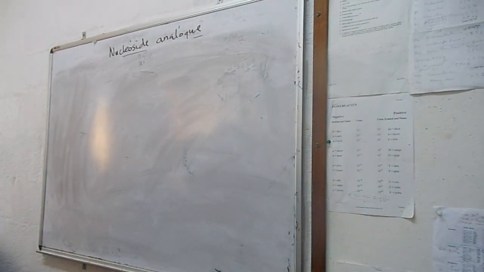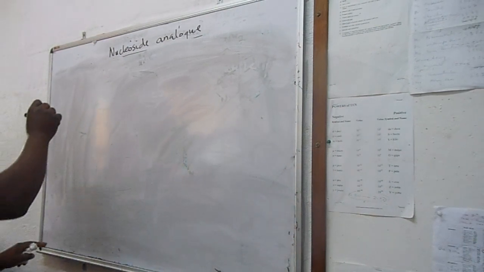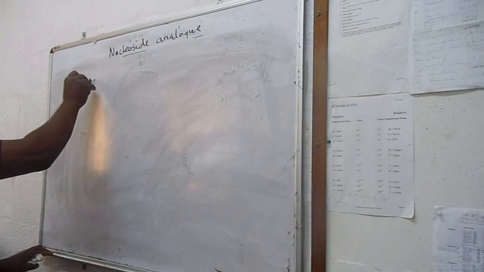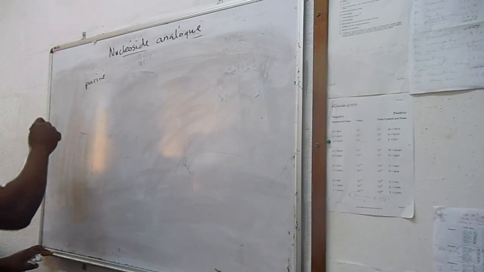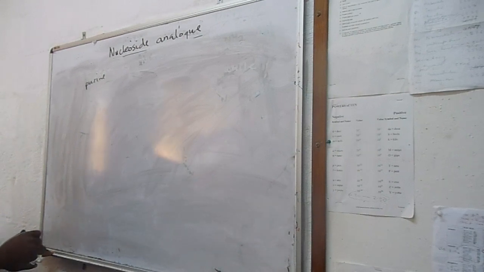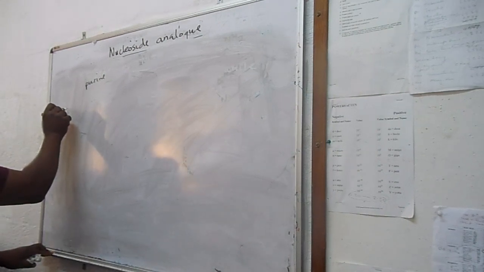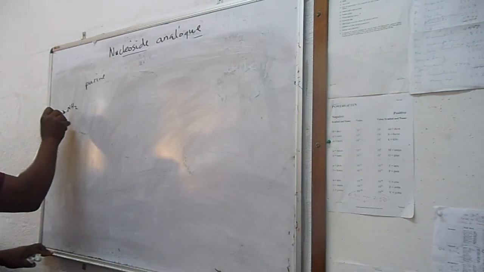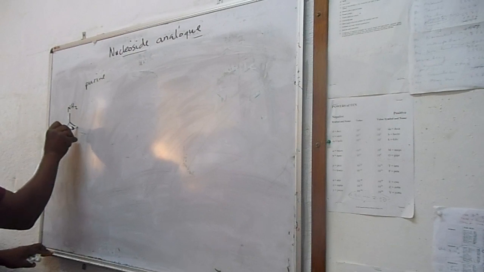Right, we have just looked at the pyrimidine-based nucleoside analogs. What about purine-based? Can we just look at two purine-based? Let's look at adenine.